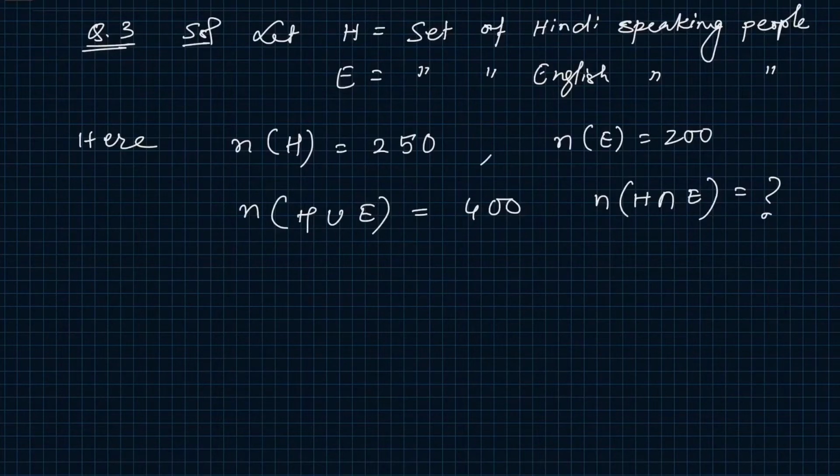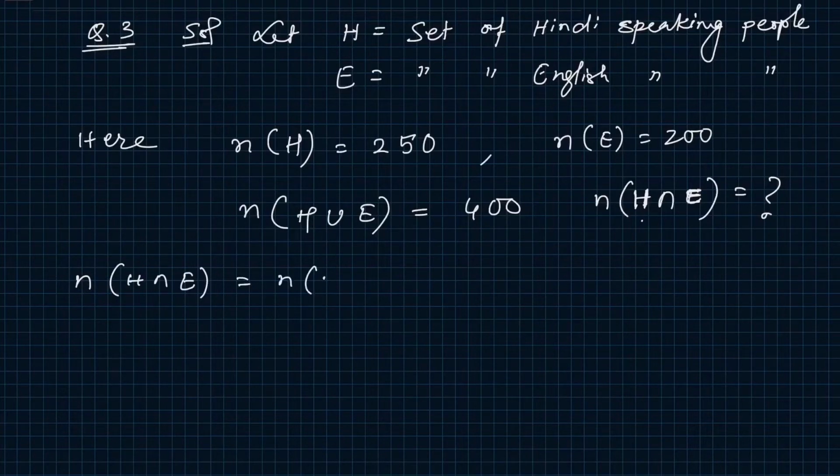When we find the intersection of two sets, we take the common elements of the two sets. So if we take the common elements from these two sets H and E, we will get those people who can speak both Hindi and English. So let's find it.